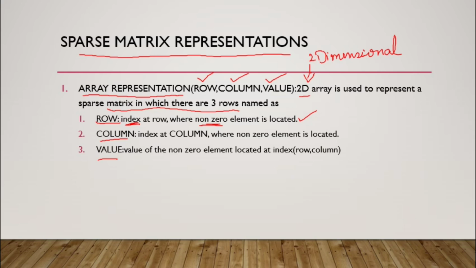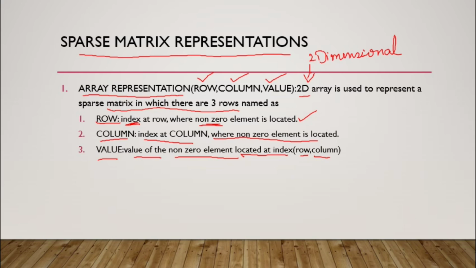So column is nothing but the index of the column where the non-zero element is located. The third one is value, which is the value of the non-zero element located at index row, column. Okay, so let us understand all these things when we go through the worksheet.